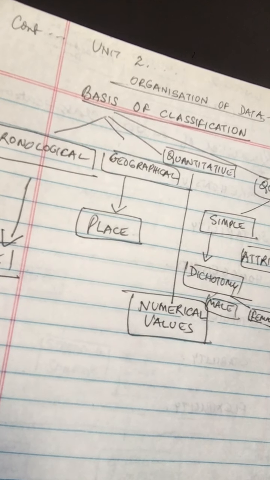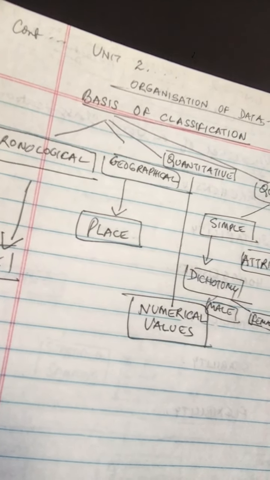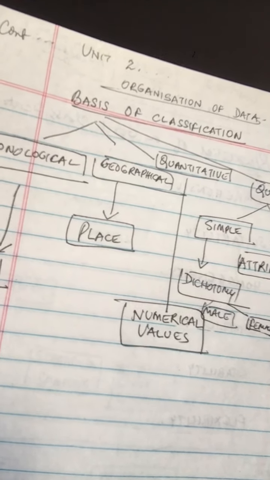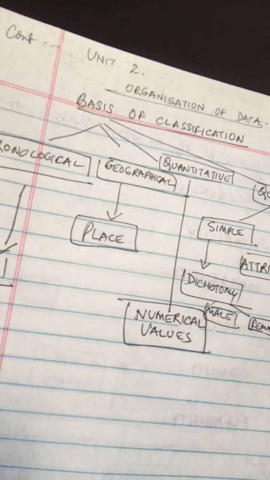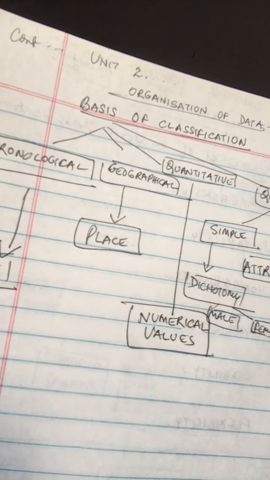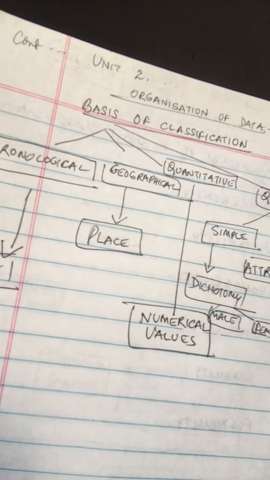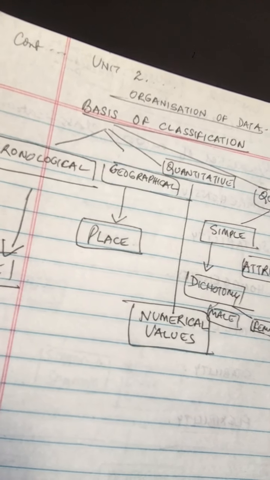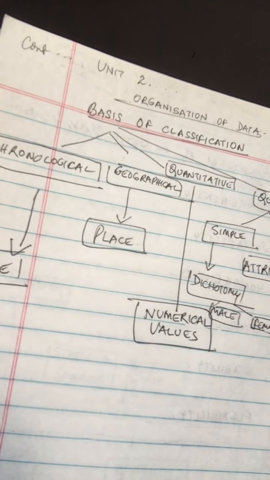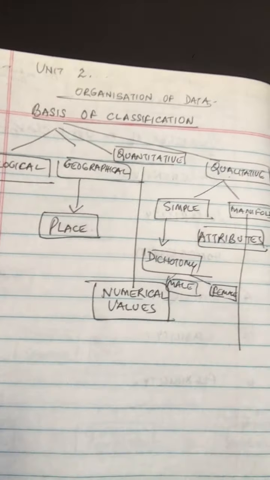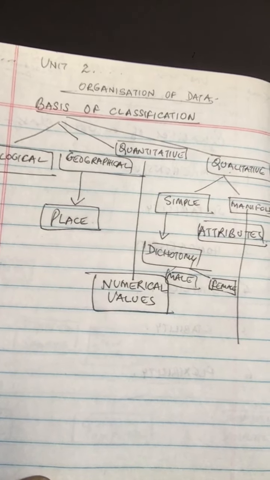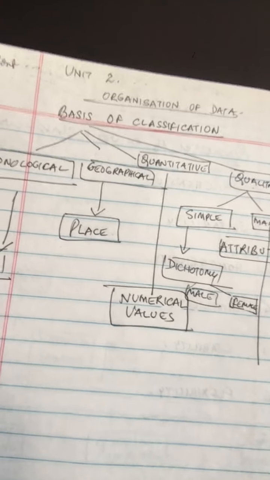First, as you see, is the chronological or temporal classification, which is based on time. For example, years, months, weeks, days, etc. This type of classification is known as chronological. And then let's come to the geographical classification. We will talk later about examples of each of these, but right now let's just understand what it is.